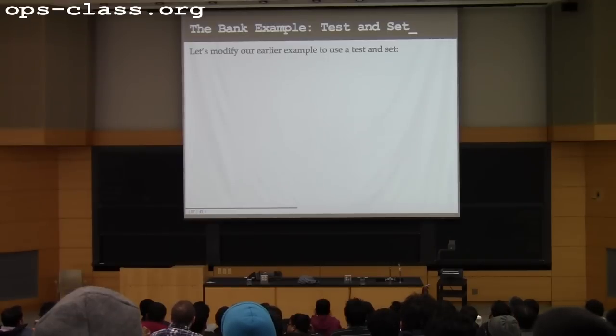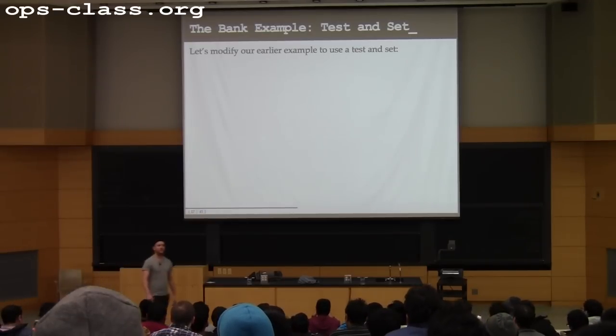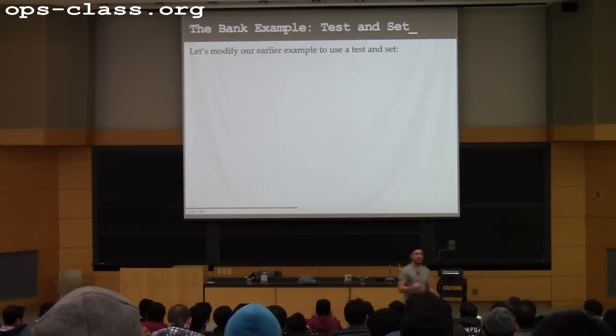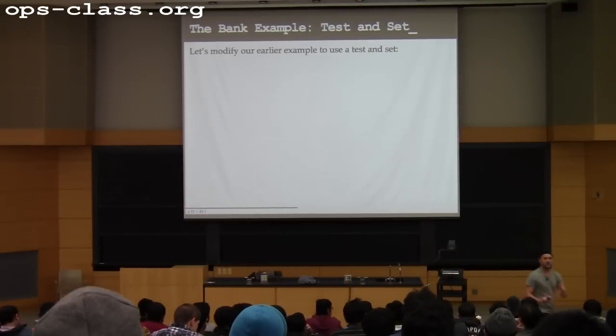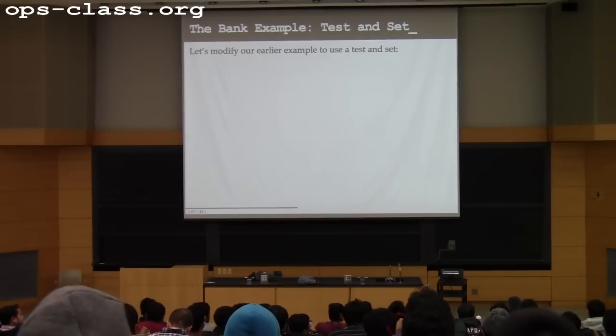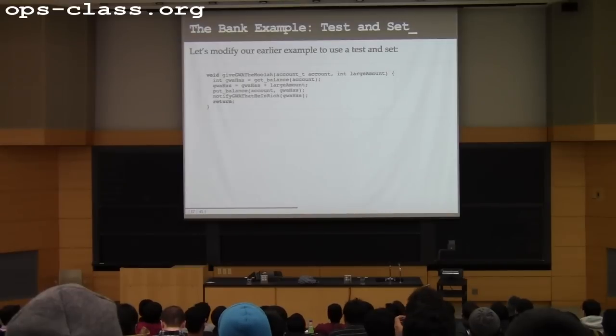Okay, so let's go back to our bank example, and let's figure out how to fix this synchronization bug. We know we have a problem because we were able to show that there were several cases where the interleaving of the threads caused me to get different answers. What is that called? It's called a race condition. So my code before had a race condition, right? Here was the code before.